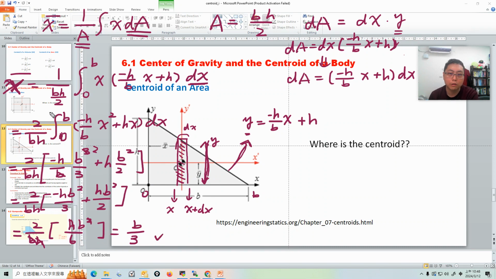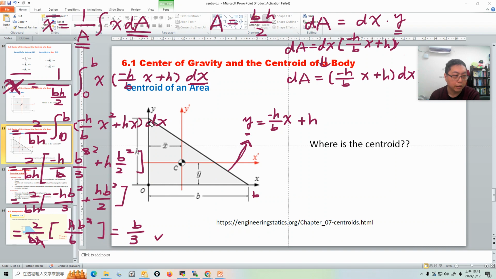Okay, and let's do the same thing. What's the y bar? For the y bar, we have to make another slice, so I have to erase this slice. So please rewind if you want to make notes.